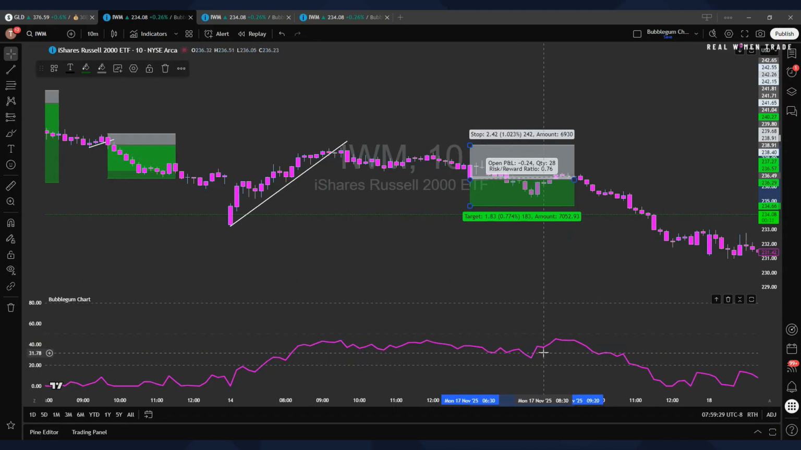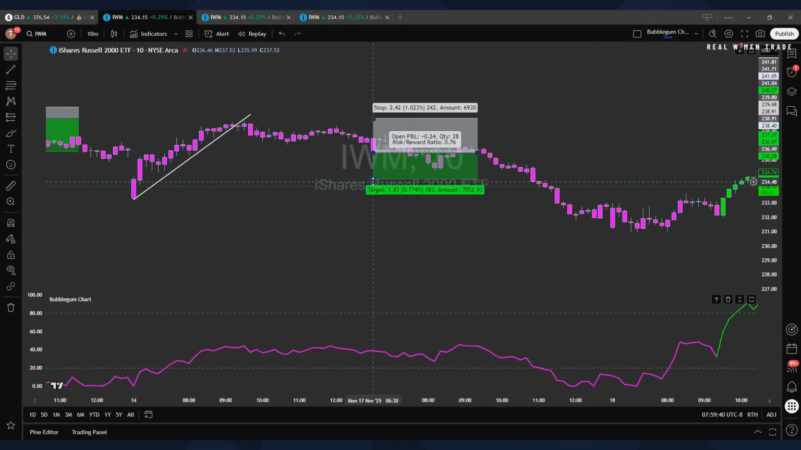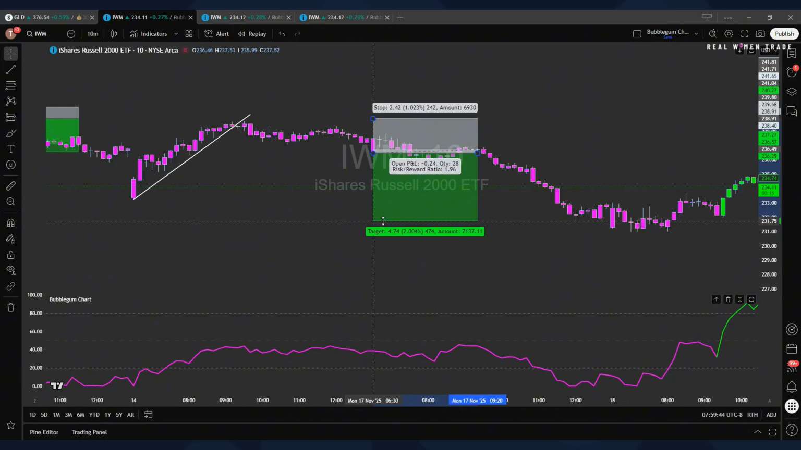And you can see the bubble flow was going sideways, and then it started dropping. So that should have given you confidence to hold your position. It never got close to your stop loss. And by the end of the day, you were almost at a 2-to-1 risk to reward.